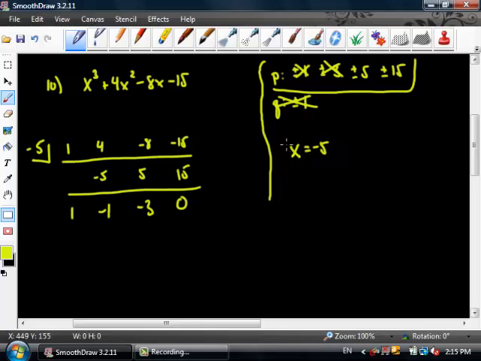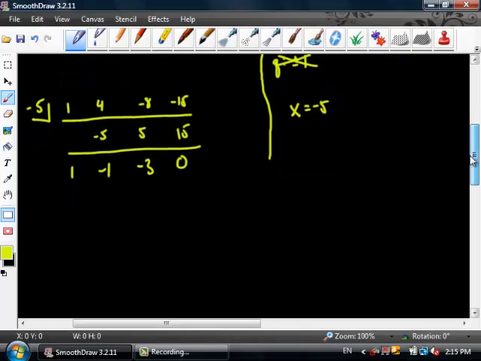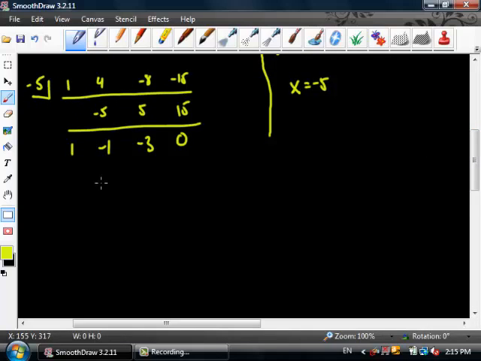Now again, on the final, remember, it could take you a couple of guesses, and it doesn't make you any less capable. It really is just up to luck at that point. So from here, all of these terms get downgraded by an exponent. So it's going to be x squared minus x minus 3 equals 0.